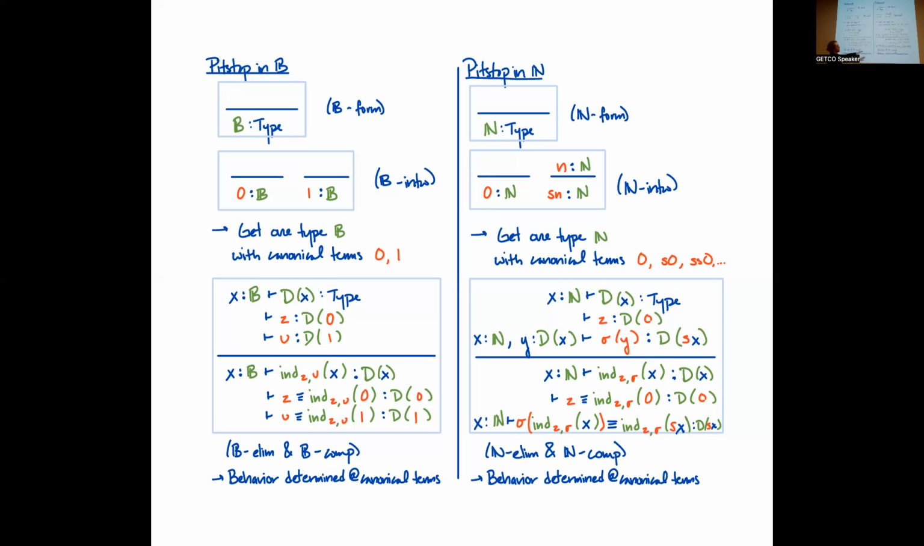Okay, and again, these two rules are just saying that if we plug in this information that we started with, we get back the same proofs. Okay, so again, the behavior is determined at the canonical terms, at 0 and at the successors.